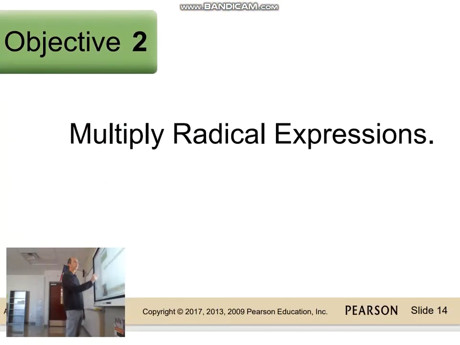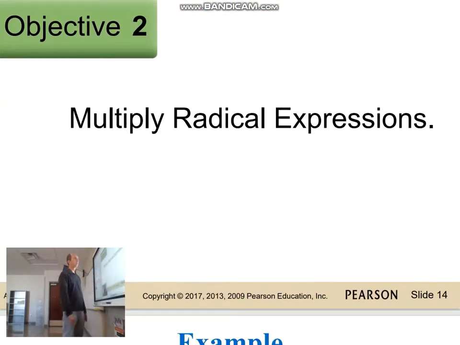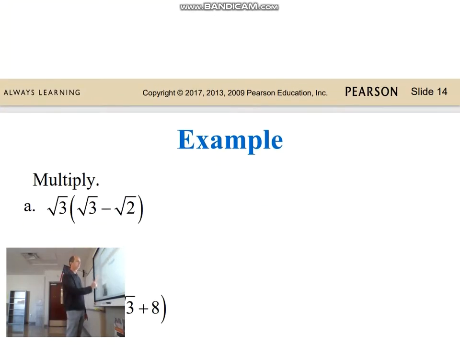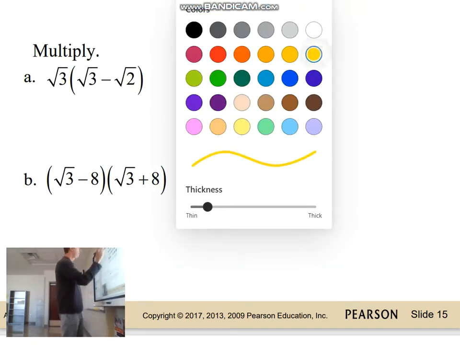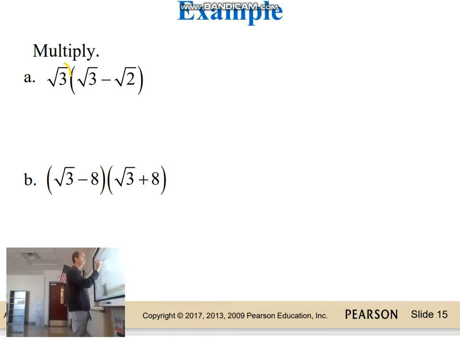Now, the next objective, number 2, multiply radical expressions. Check the examples. We have to apply on this first example, letter A, the distributive property, right? So we have square root of 3, apply the distributive property, and multiply by square root of 3 minus square root of 2.